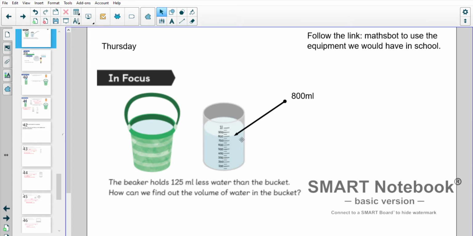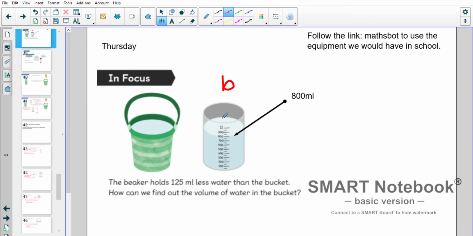Today's In Focus is: the beaker holds 125 millilitres less water than the bucket. So, there's a picture to help us, but let's think about what that means. The beaker, so this is the beaker, I'll put a B above it, holds 125 millilitres less water than the bucket. So does that mean that the bucket is more water or less water than the beaker?